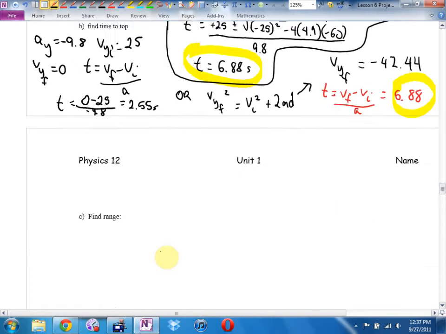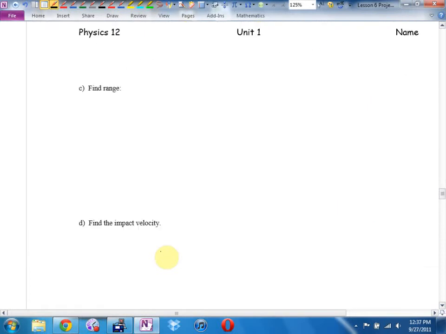These are the other questions they like to ask. C, find the range. When they say find the range, what they're really saying is find dx, the horizontal displacement. So in my horizontal column, I have A, V, T, 6.88, and they want me to find D.